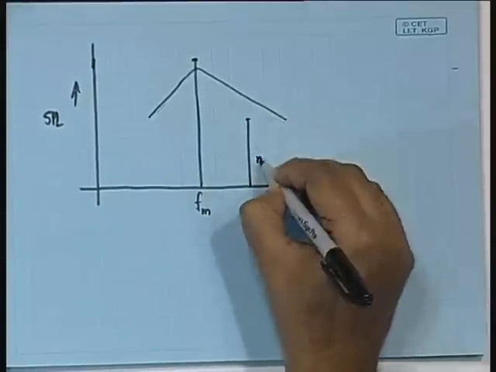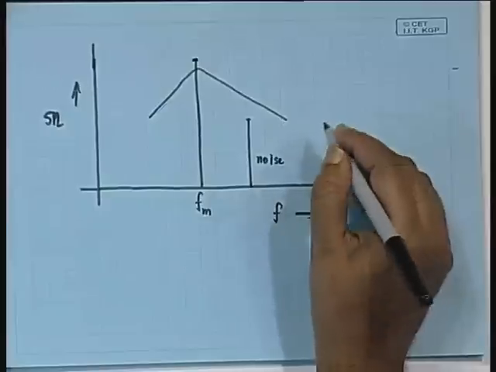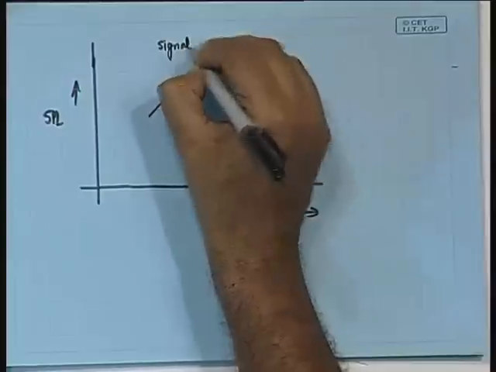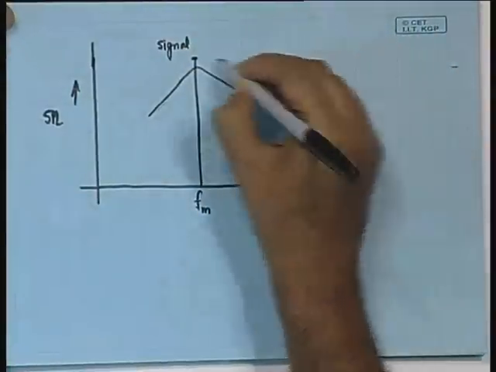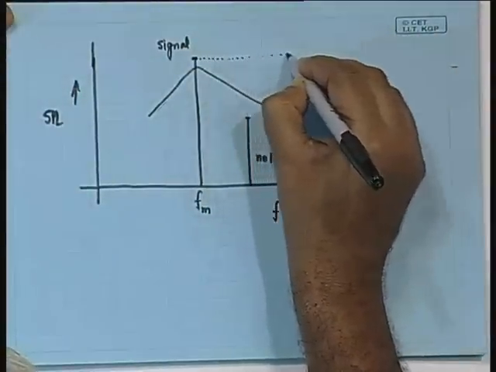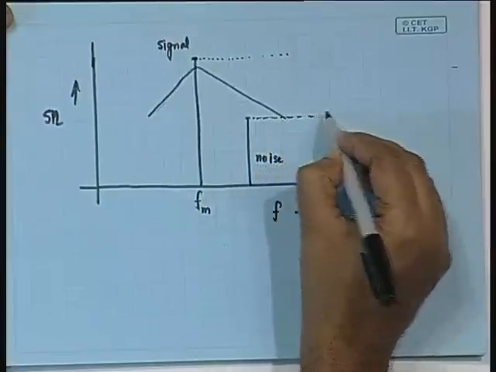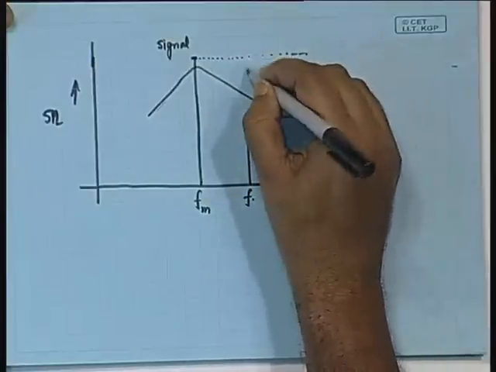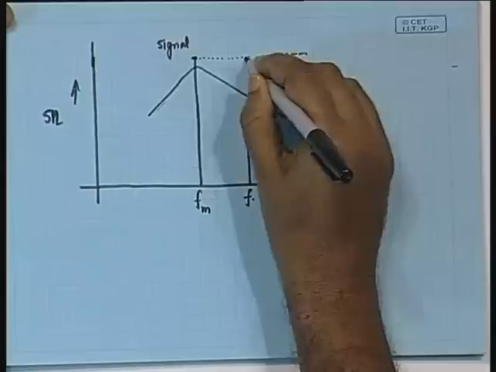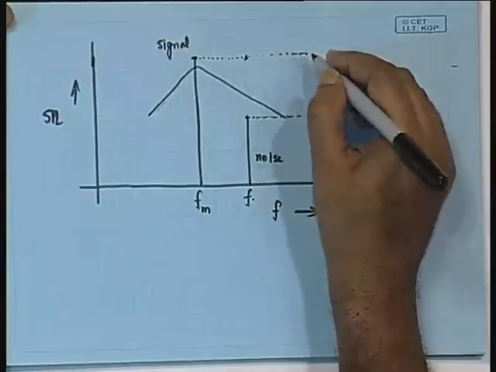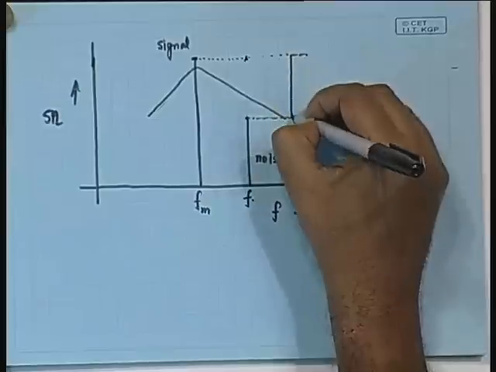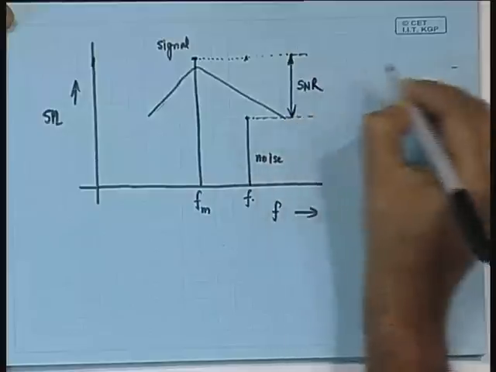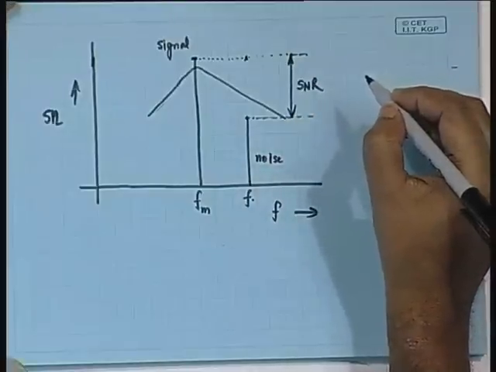So, say this is our noise, and the masker happens to be the signal. Now, if we take the difference in the SPL between the signal and the noise at a frequency f, if you take the difference between this signal level and the noise level, one calls this difference, which is expressed in dB, the signal to noise ratio or the SNR.